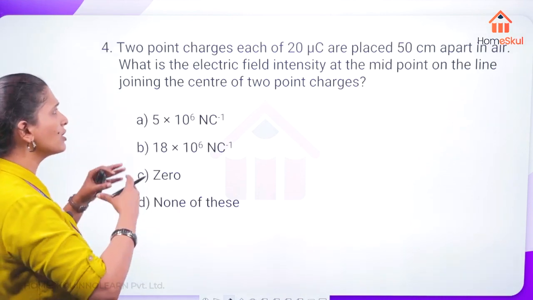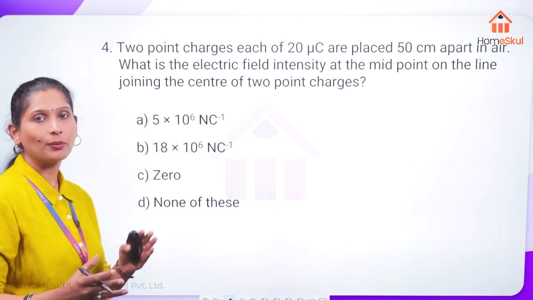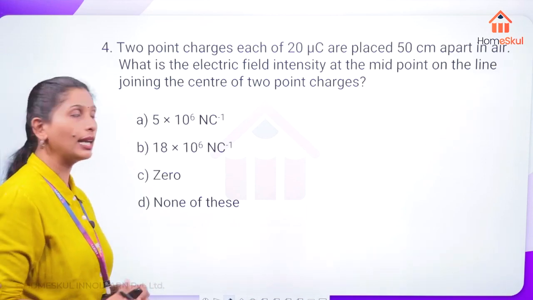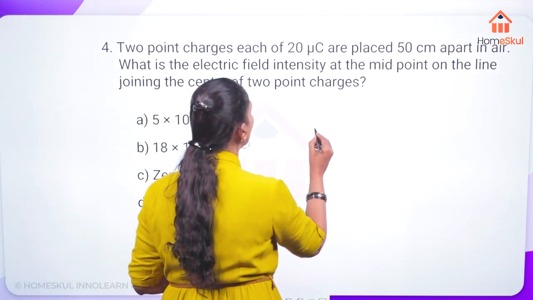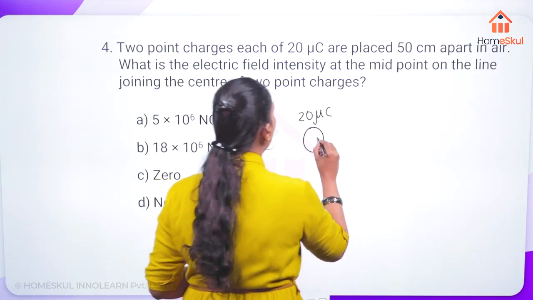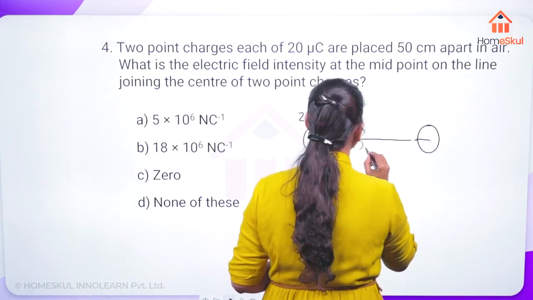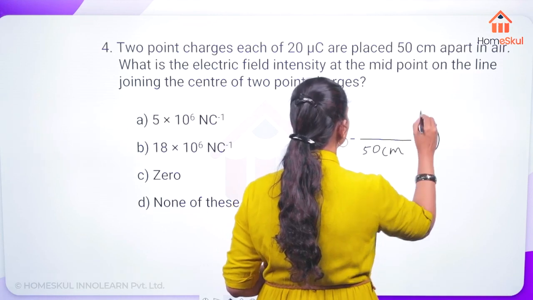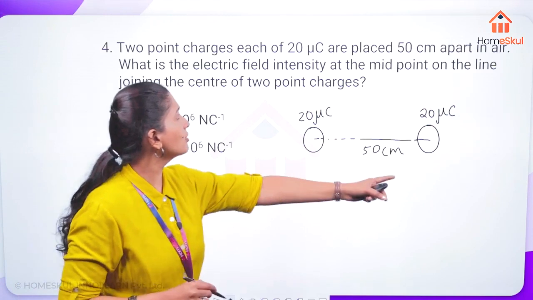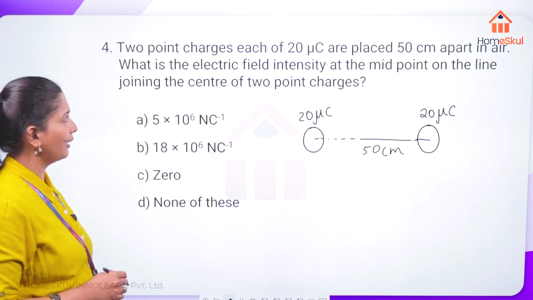Okay, so when you get to see this type of questions, it's always better to give a diagrammatic representation of the question. Okay, so that will give you a clarity in the question. So let's check it out. You have two charges here with 20 microcoulomb each, and it is being separated at a distance of 50 centimeter. Okay, so you have 2-point charges, each of 20 microcoulomb, placed 50 centimeter apart in air.